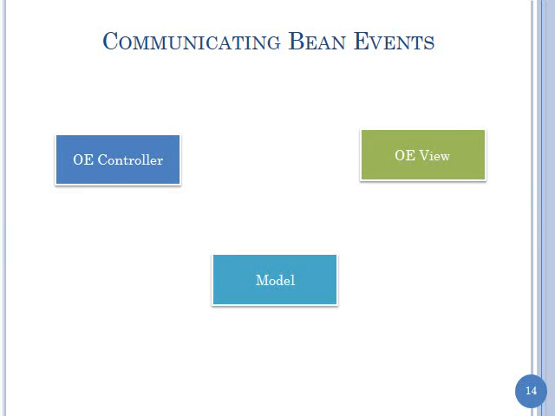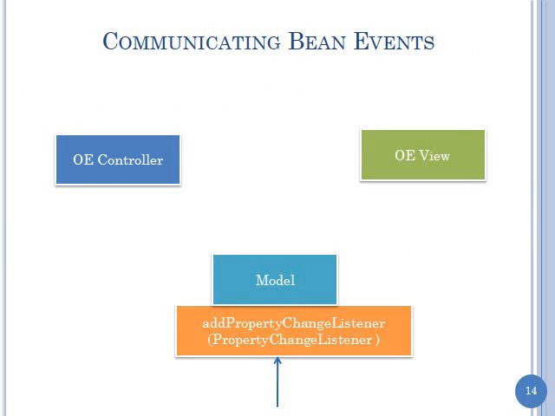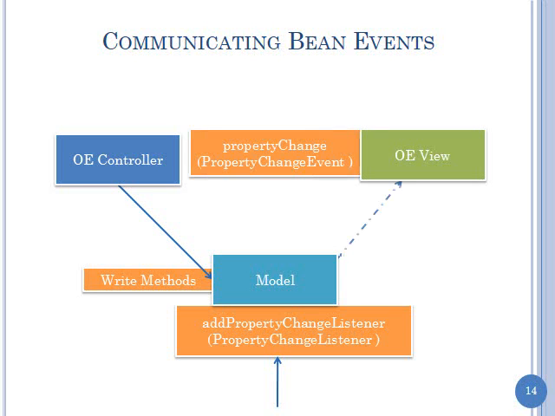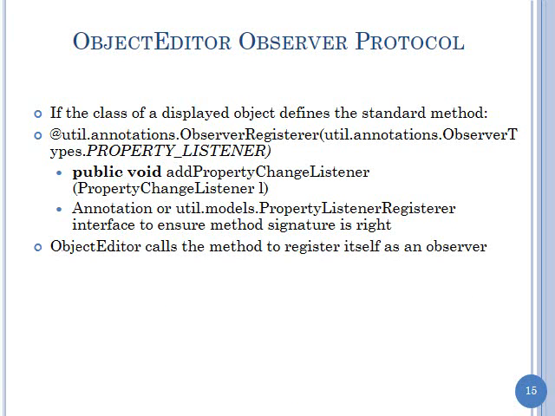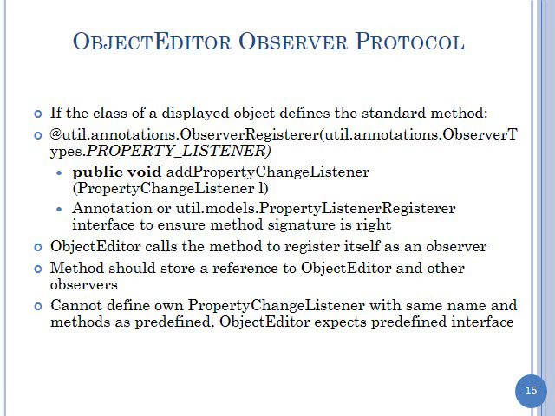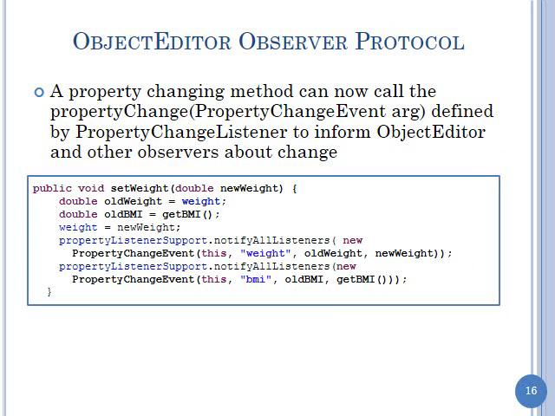Okay, so this is just putting things together. My model now has an addPropertyChangeListener method in it rather than an addObserver method. It still has write methods. And my view now has a propertyChange method in it rather than an update method. Okay, so we've just changed the name of the update method to propertyChange method. Okay, and we have read methods in the model. And this is just saying in text what I've already said. So this is just for you guys to use later when you're quickly going through the PDFs.